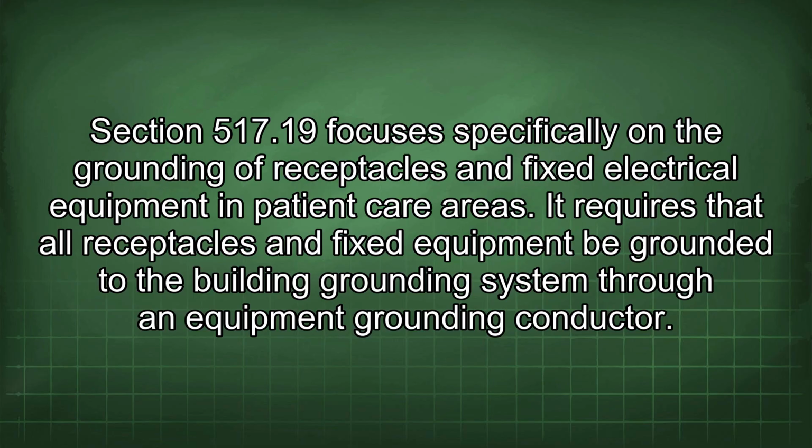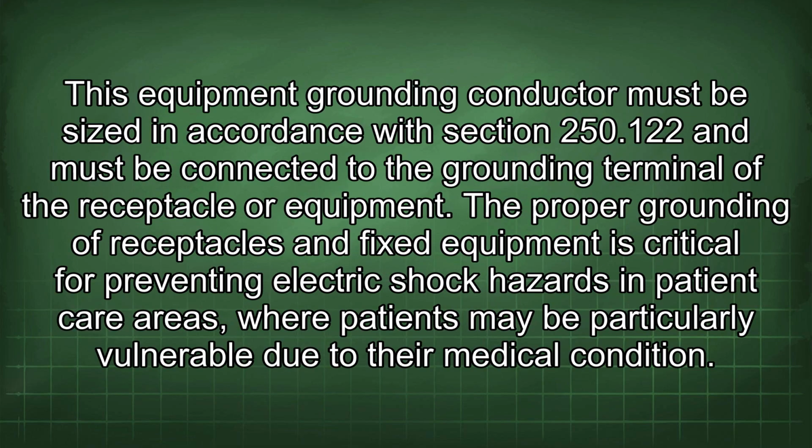Section 517.19 focuses specifically on the grounding of receptacles and fixed electrical equipment in patient care areas. It requires that all receptacles and fixed equipment be grounded to the building grounding system through an equipment grounding conductor. This equipment grounding conductor must be sized in accordance with section 250.122 and must be connected to the grounding terminal of the receptacle or equipment. The proper grounding of receptacles and fixed equipment is critical for preventing electric shock hazards in patient care areas, where patients may be particularly vulnerable due to their medical condition.